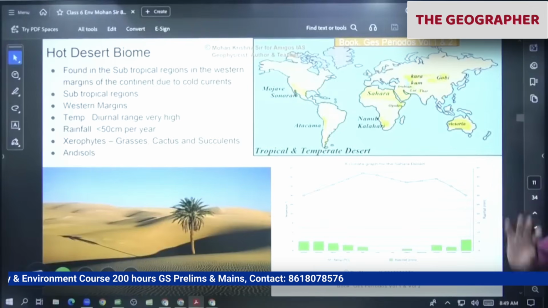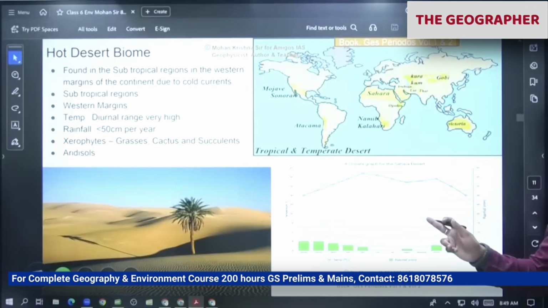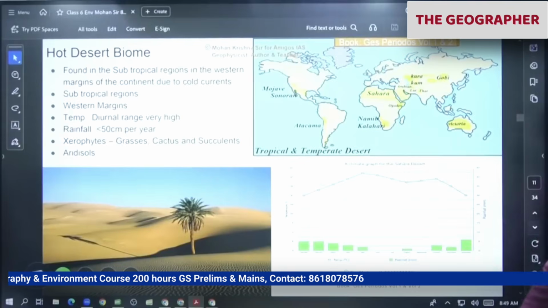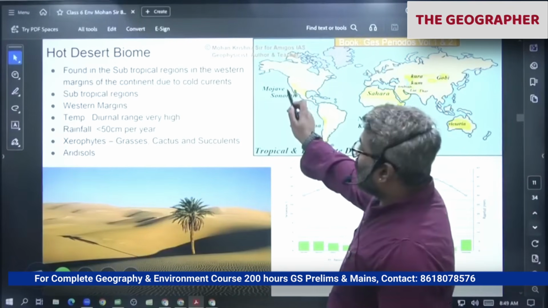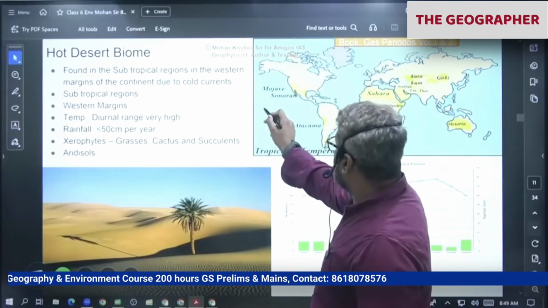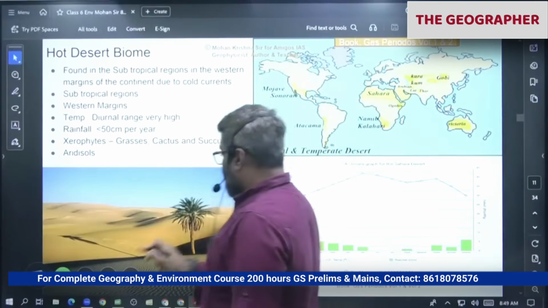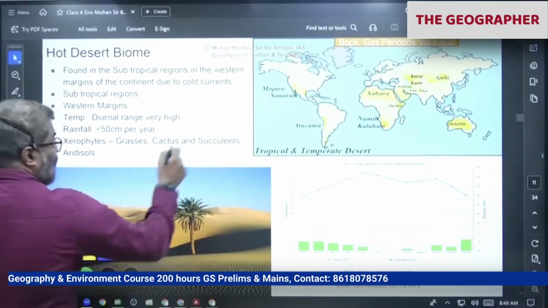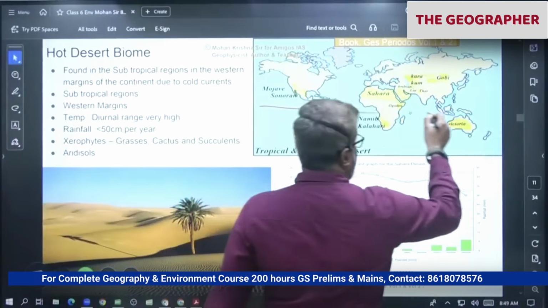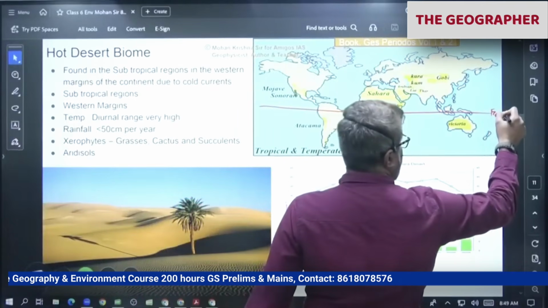Next is desert. I think this was what we were doing last class. Hot desert biome. Check your notes, please. So I told you, deserts are found in the subtropical belt, in the western margins of the continent. Check your notes. Have we done this? Okay, then you write now.